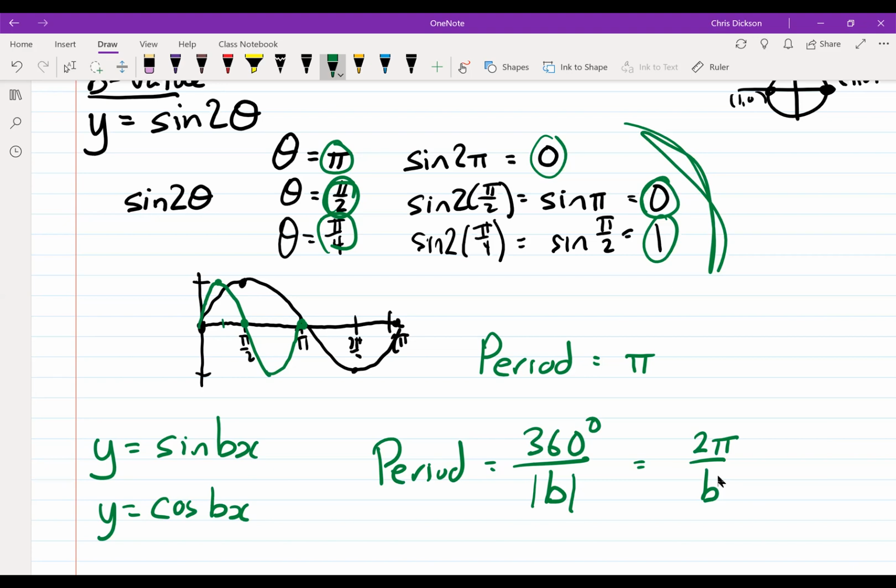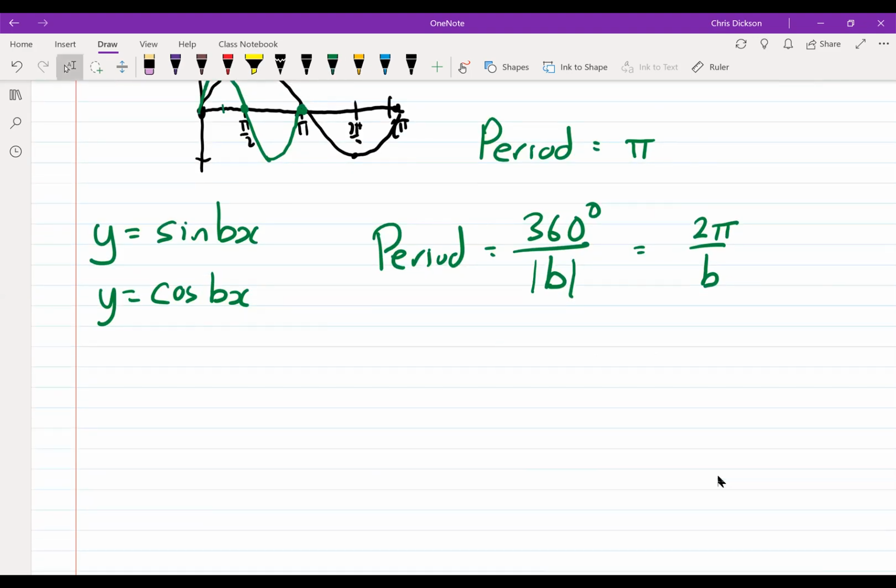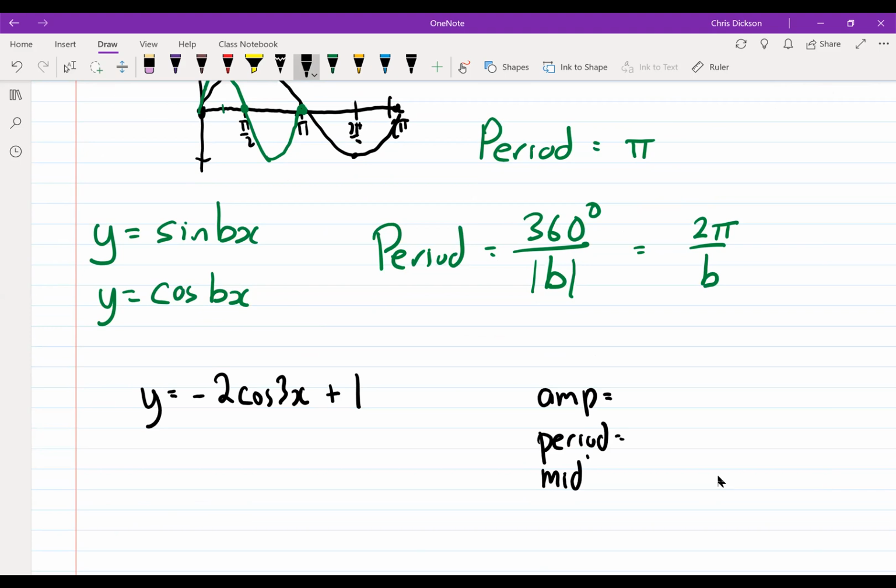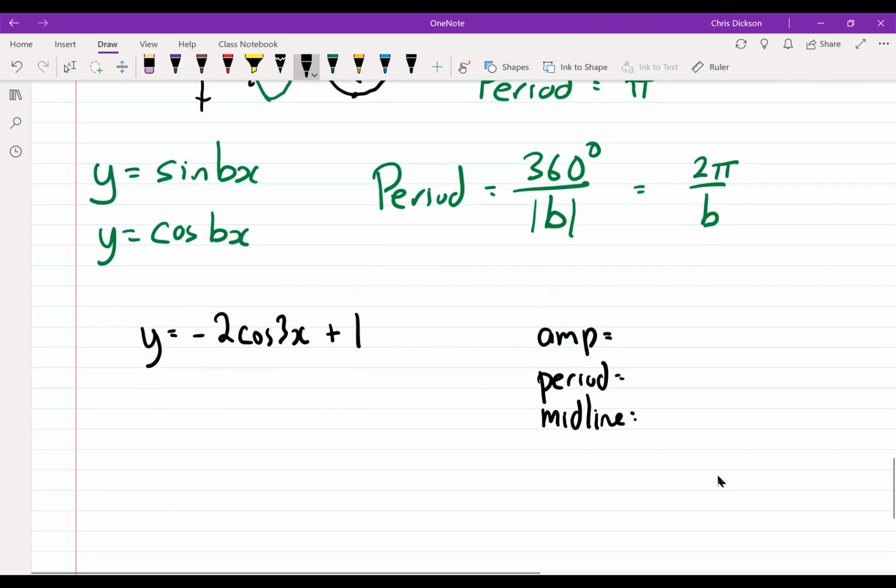So here's our last question, and we'll draw the whole thing out here. Okay, so let's try this. y equals negative 2 cosine 3x plus 1. And what I'd like you guys to do is see if you can tell me what the amplitude would be, what the period would be, and where is this mysterious midline. So take a minute just to see if you can solve those things there.